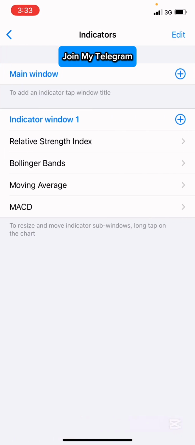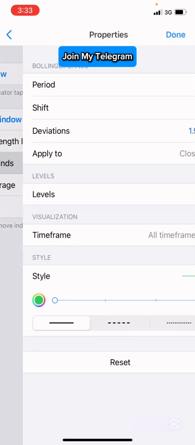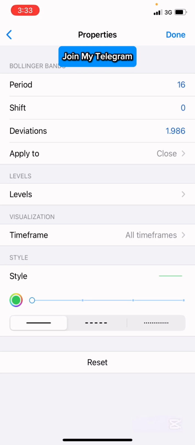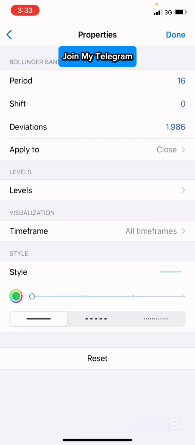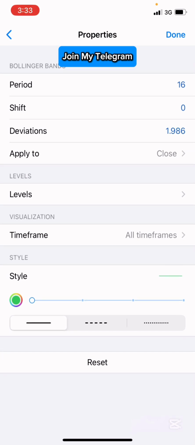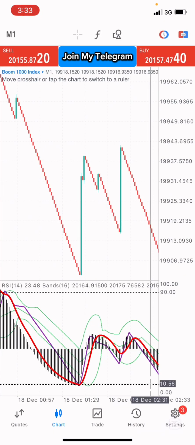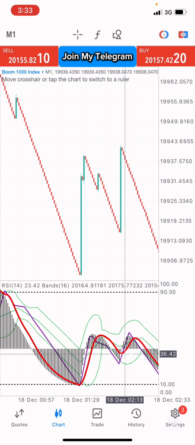Then you put on the Bollinger Bands. Very important, the Bollinger Bands are on period 16, shift 0. The deviation is going to be 1.986, applied to close. You don't add any levels. The style is going to be 1 pixel with the color green. Then you put this one on the first trend line right there, and click done. This is how the Bollinger Bands are going to look on your chart.